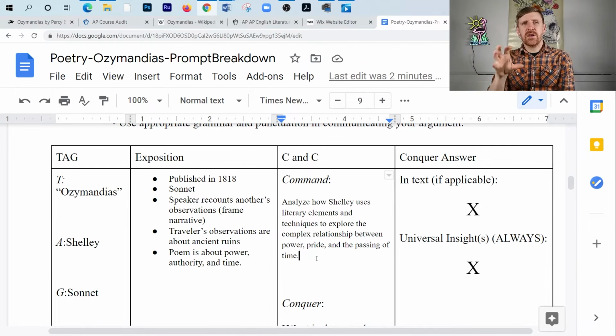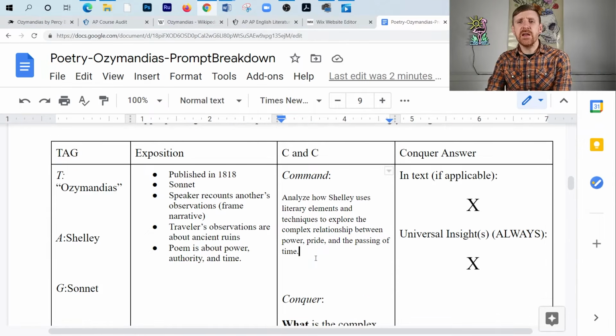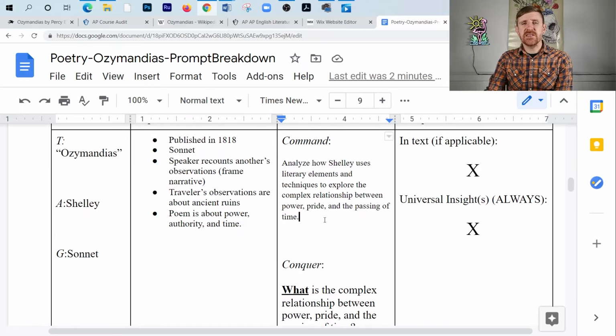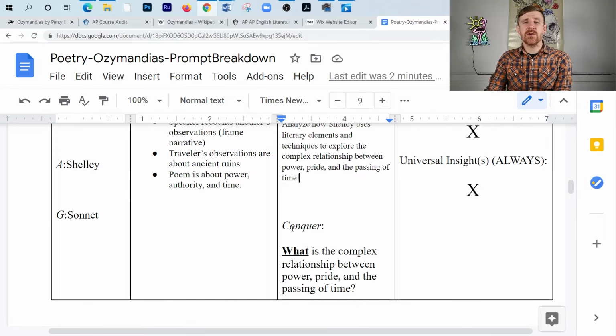So that's why it's important to get that word analyze in the forefront of our mind. But the other reason why it's important to find this command is because it's going to help us create what we call the conquer question. And this right here is your access point to the poem. This will allow you to know exactly what you're reading for.